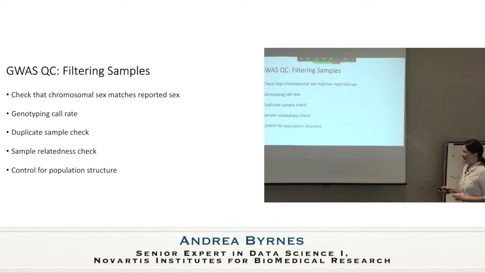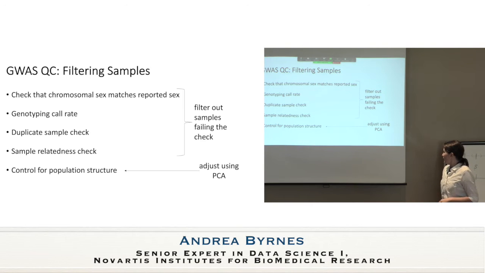So speaking of relatedness, you also want to check and see if you have any family members that either didn't know that they were all entering the same study, or maybe didn't report that completely accurately in your study design, and then also control for population structure, which we've already talked about quite a bit. So in very broad strokes, the way this normally works is you would filter out all of these samples by a simple pass-fail criteria. You would say either they pass or they fail, and then you would remove the ones that fail, and then adjusting for PCA is the way most folks control for population structure.